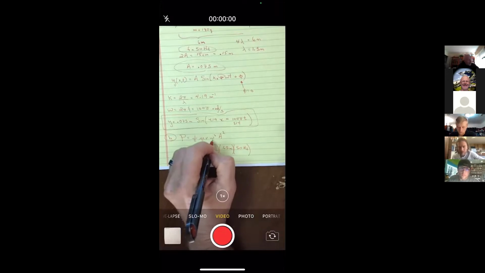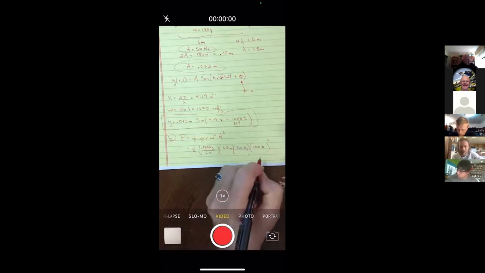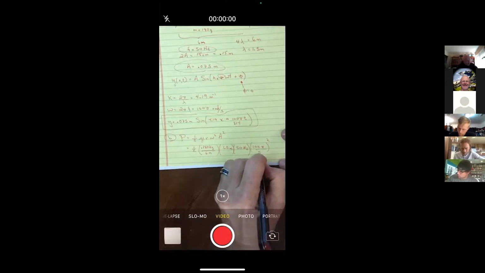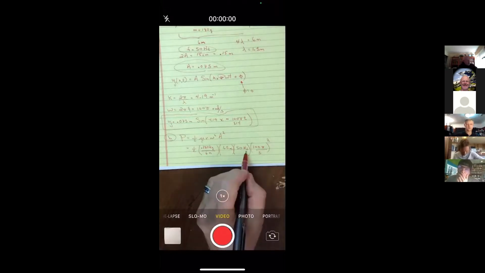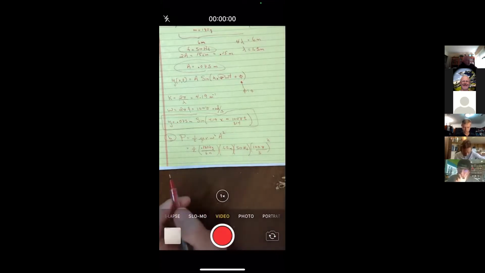Now we did do the angular frequency. That was this 100 pi. So now I'll square it. And I guess if I'm doing units, I should put my seconds there. So we got meters per second here.